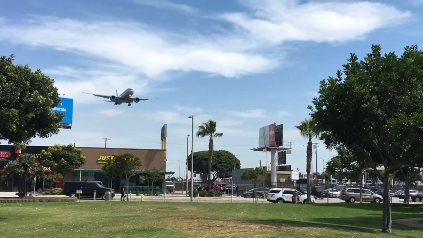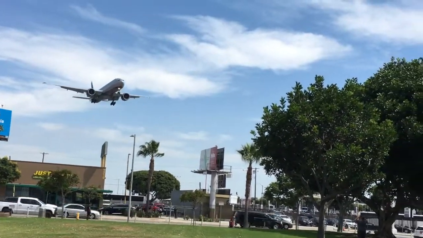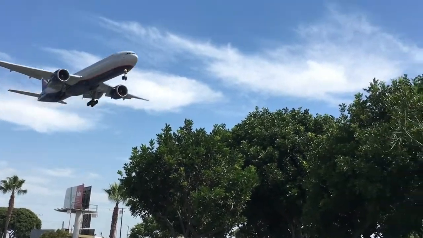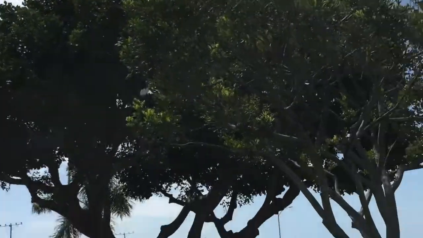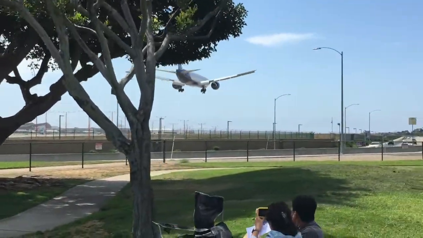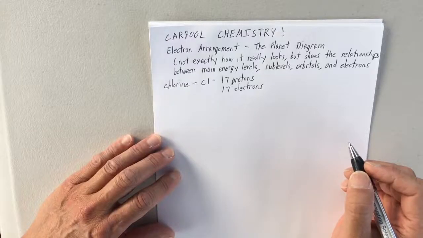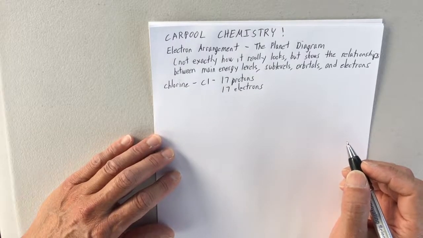Hi, we're at the end of the runway at Los Angeles International Airport. People from all over come here to catch flights to all different parts of the world. But we're here today to do some carpool chemistry. Today, we're going to show you electron arrangement.